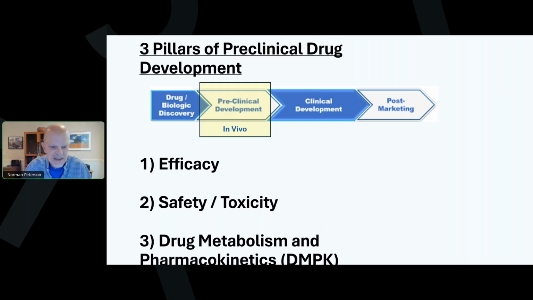And the second pillar is the safety and toxicity. And this is very important. We don't want to put anything in a human or an animal for that matter that will cause severe adverse effects. The drug metabolism and pharmacokinetics both impinge upon the efficacy and the safety. The drug has to be in the system long enough to have an efficacious effect, but sometimes if it's in there too long, it can have a toxic effect. And this relationship between efficacy and safety is called the therapeutic index.